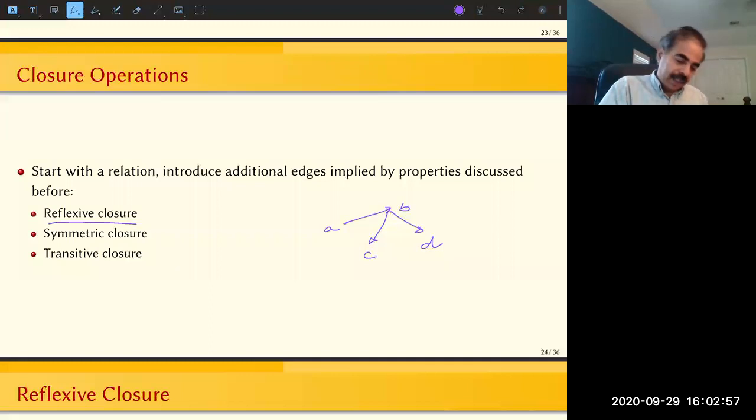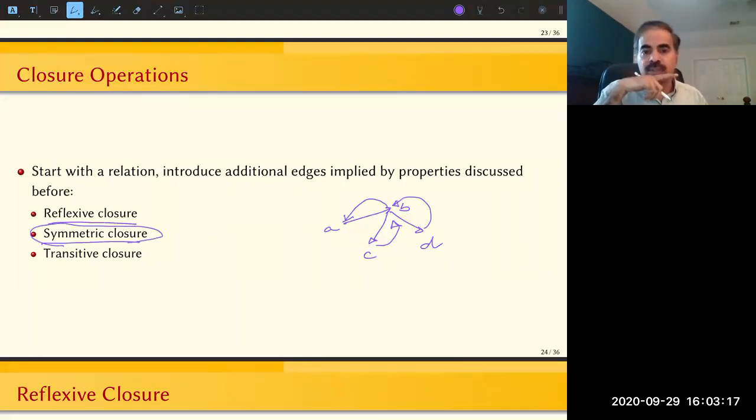Now I can apply symmetric closure, which says that whenever I have an arrow A to B, I'm going to add a B to A arrow, right? So I'm going to add this, and then this. Now I have done what is called a symmetric closure, right? And then we can define what is transitive closure, right?